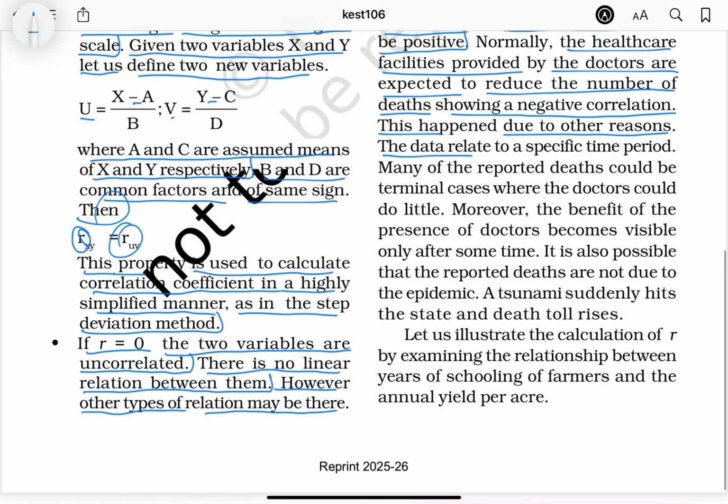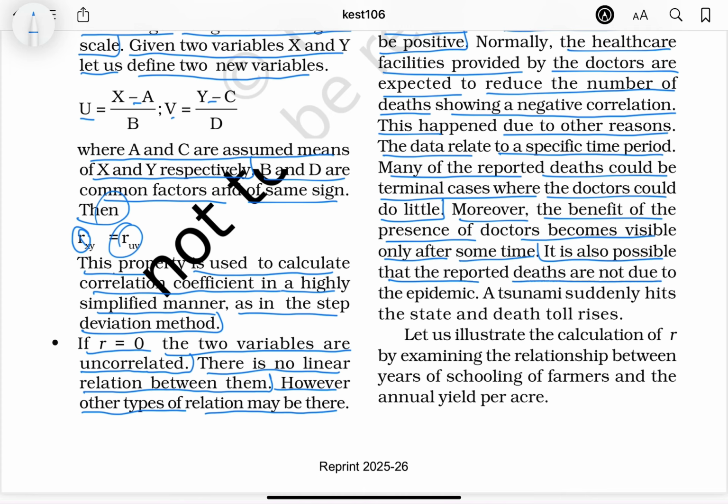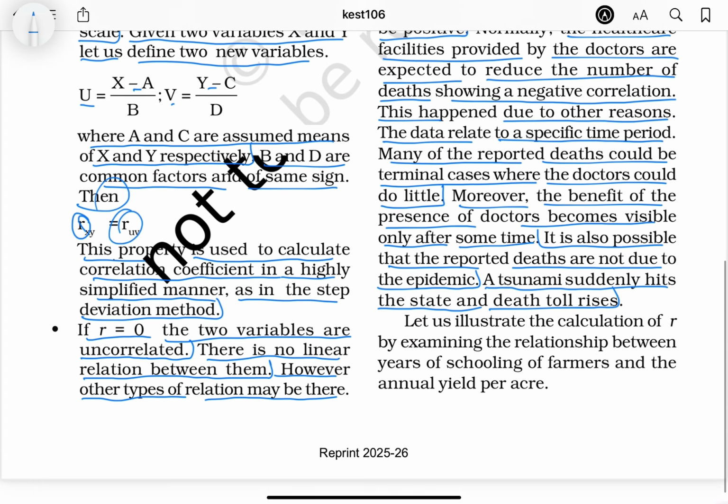The data relate to a specific time period. Many of the reported deaths could be terminal cases where the doctors could do little. Moreover, the benefit of the presence of doctors becomes visible only after some time. It is also possible that the reported deaths are not due to the epidemic. A tsunami suddenly hits the state and the death toll rises.